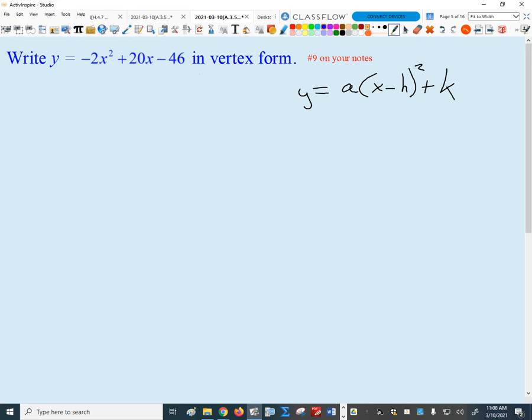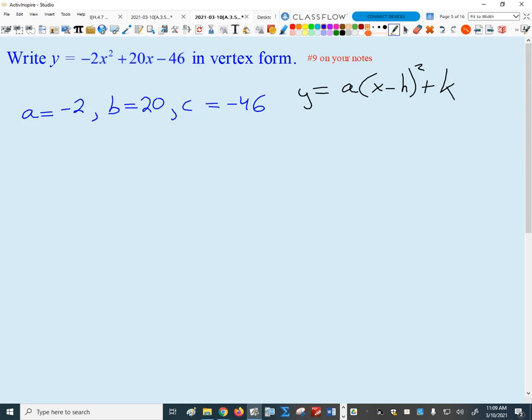All right, so in chat real quick, what are the values of a, b, and c for my function up here that's in standard form? Okay, and I'm not looking, but I'm assuming you're all writing -2 for a because that's what's multiplied by x squared, 20 for b because that's multiplied by x, and -46 for c because that's the constant. Okay, it looks good.